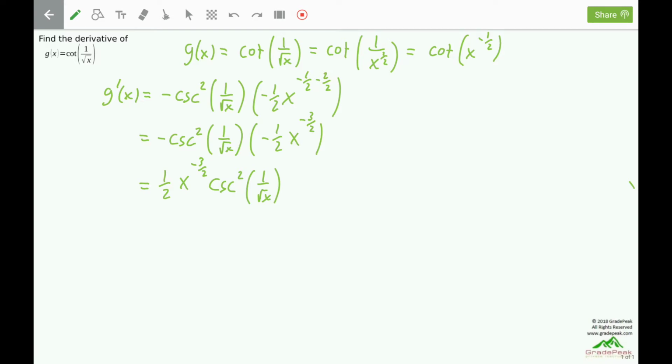Since we have a negative exponent, it can move to the denominator. It'll move down with that 2 that's already in the denominator. So we can also write this as 1 over 2x to the positive 3/2, and then cosecant squared of 1 over the square root of x. The cosecant squared is in the numerator, so one more version that we can write for this is to multiply it with the 1 that's already in the numerator. So cosecant squared 1 over the square root of x divided by 2x to the 3/2. There's our derivative g prime of x.